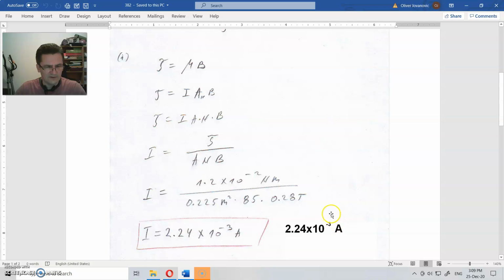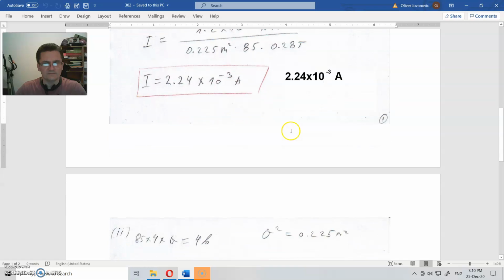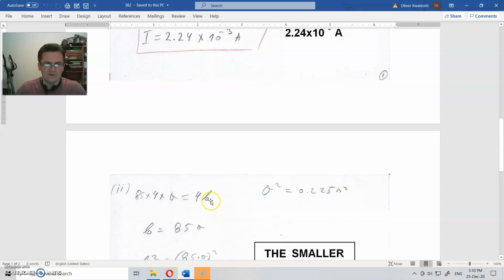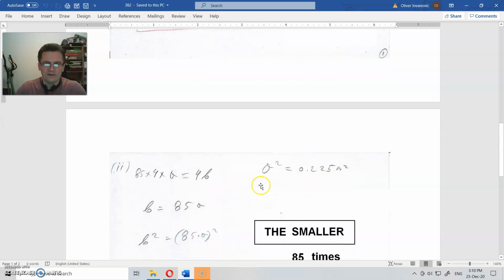Okay, now if instead of 85 turns we unwound all that wire and make just one loop, what will happen? So here we have 85 times 4 times A. A is the side of that smaller square, and we have 85 of those, and we want to build just one from all of this. So that is 4 times B, and B is 85 times larger than A.